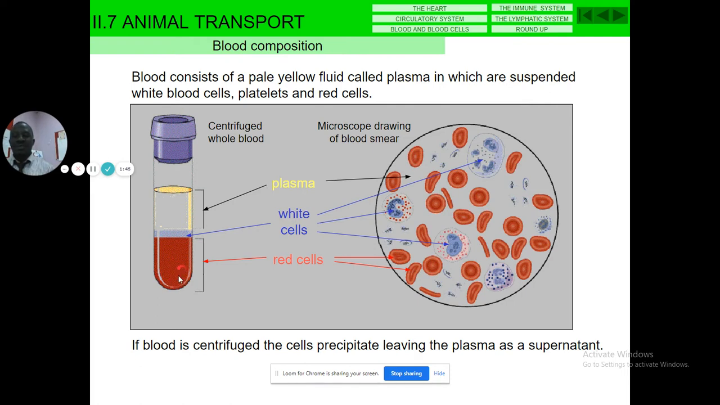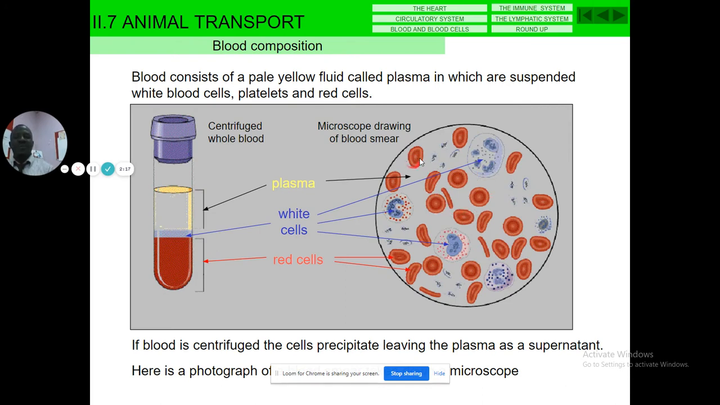The biggest percentage of blood cells are red blood cells. Then the next is white blood cells, and then the yellow part, which is the fluidy part of this bigger part, is plasma. So when you get a blood smear and you put it onto a slide and you drop this blood into this, you realize that blood is made up of different components.